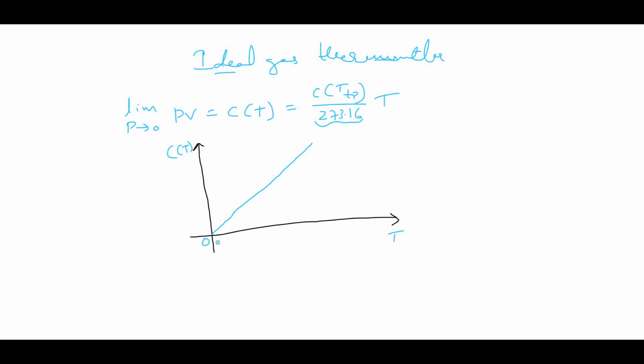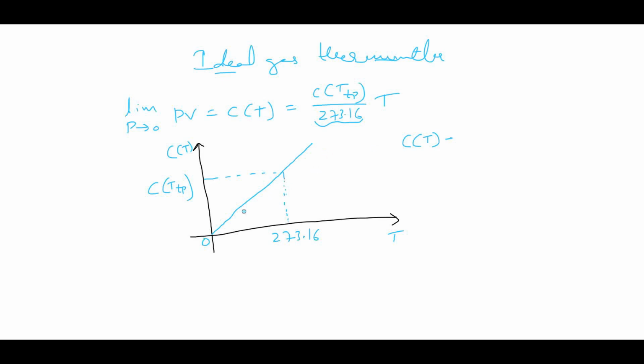So it is 0 Kelvin here, and at this temperature, this is C of T_TP, the temperature corresponding to the triple point of water. So that will be 273.16. Now you can write the equation for this curve.